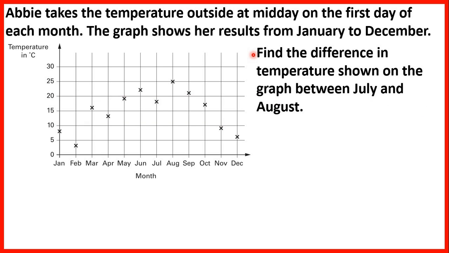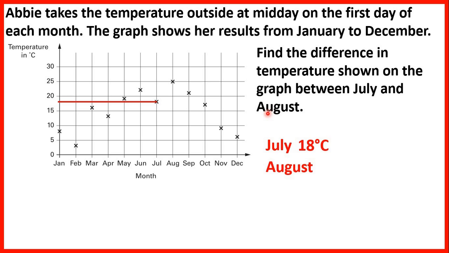Now find the difference in temperature shown on the graph between July and August. So if we find our temperature for July, we can go up and then across, and we can see that that's between 15 and 20, but it's slightly closer to 20. So I would estimate the temperature in July was 18 degrees.